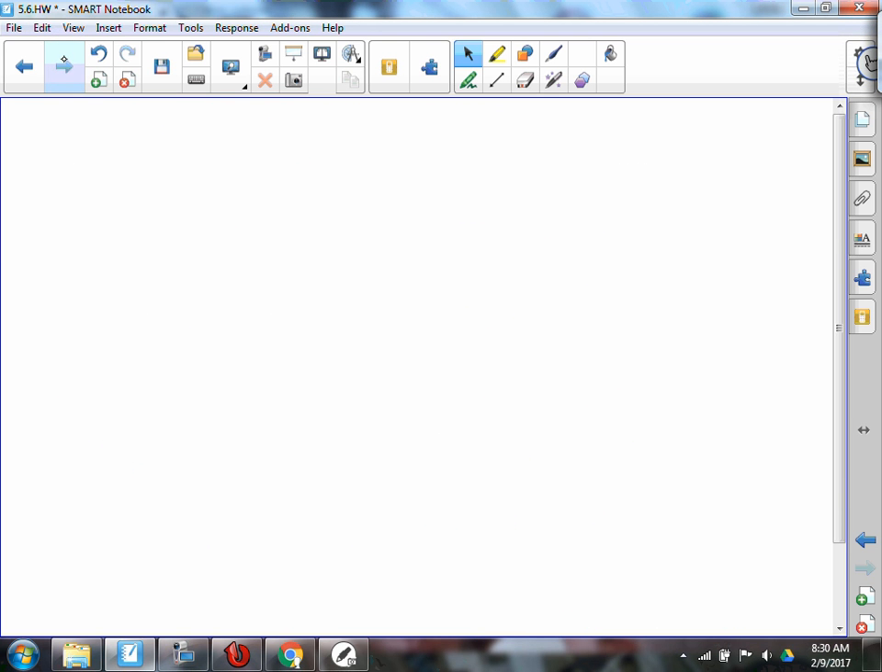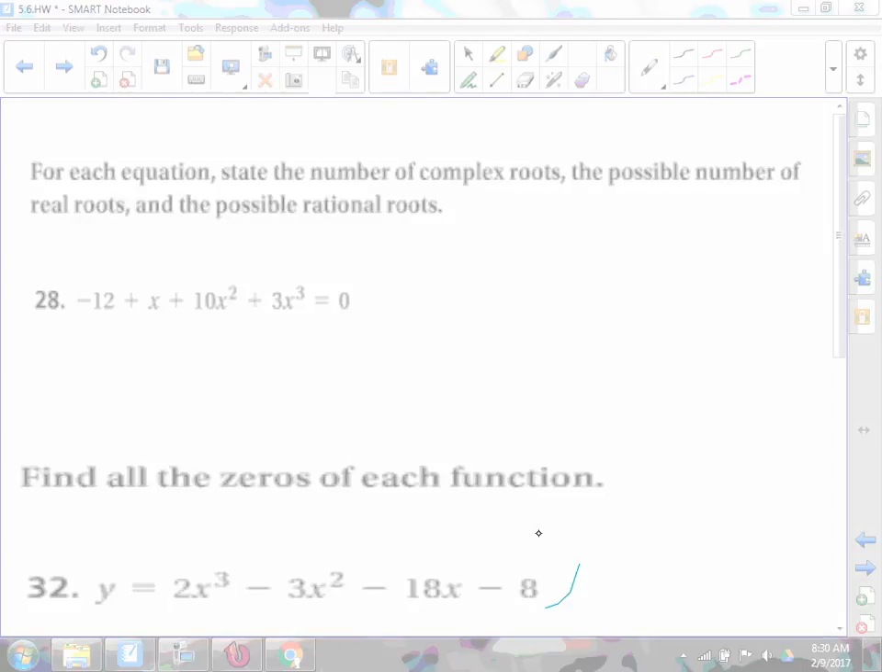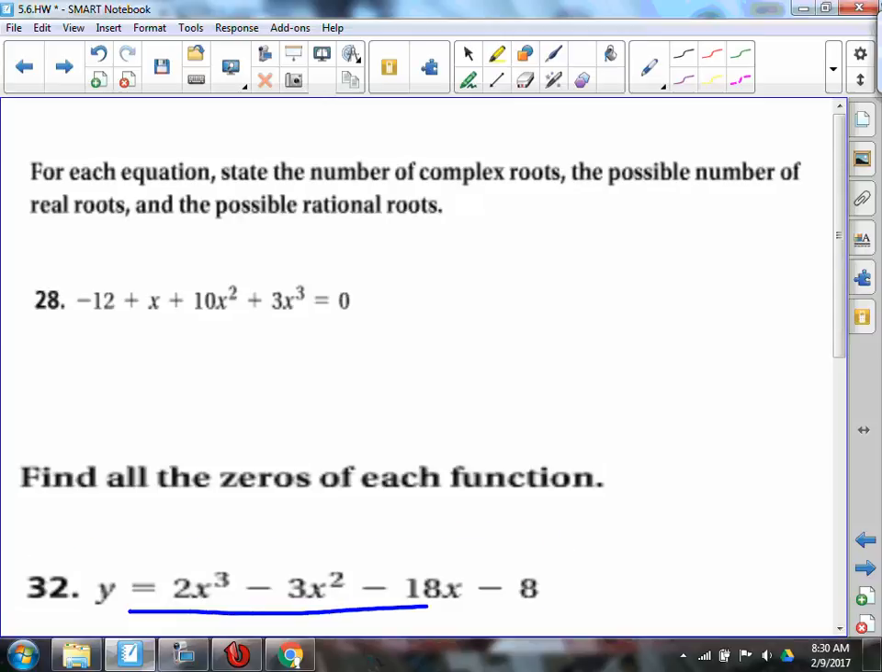SciMath would do it. So 28 is the one that you were asked to not do. So 32 is the last one where you had to find all the roots, and then I think we got one more after that, right? All right. We're almost there.